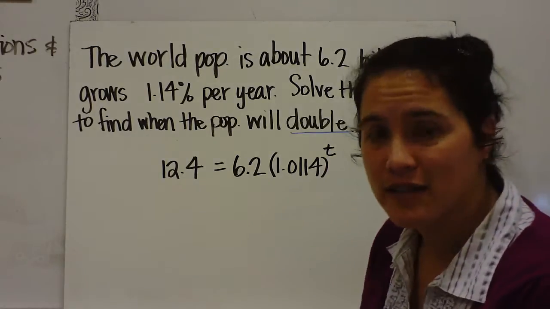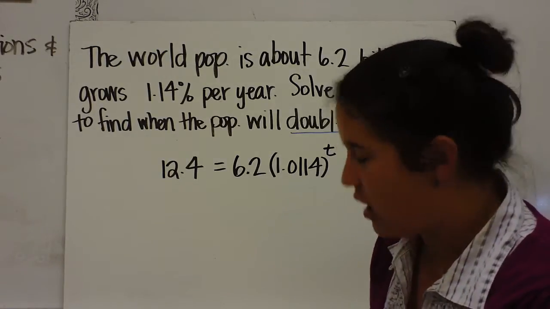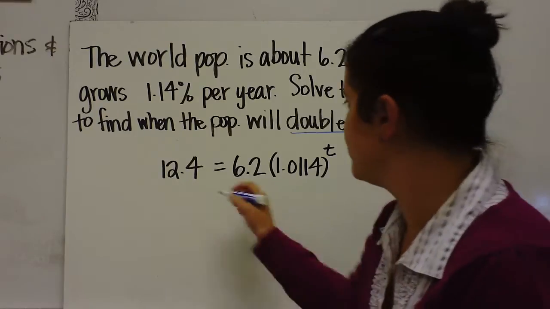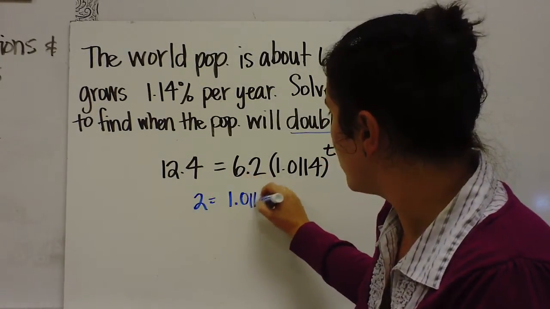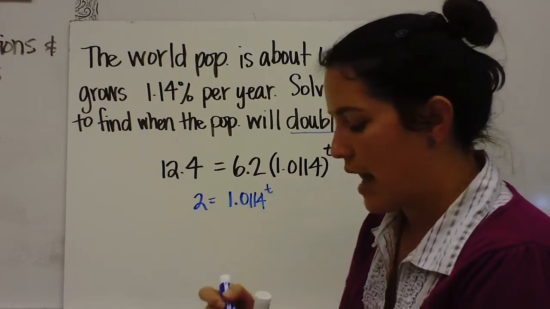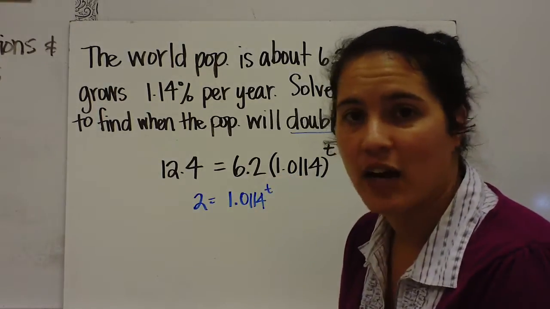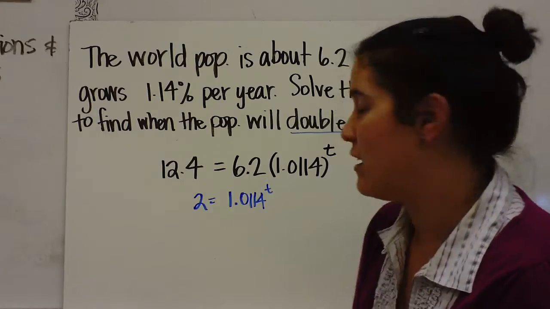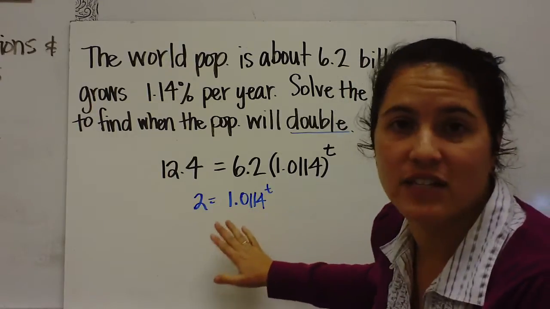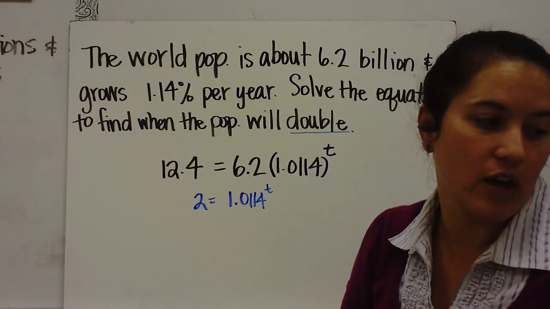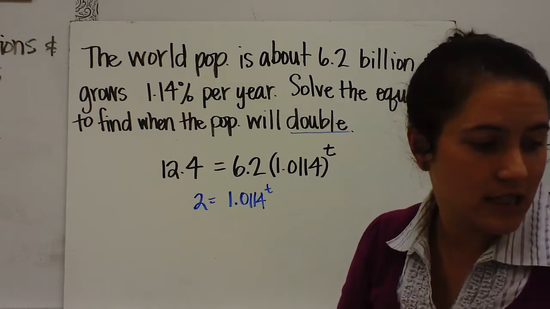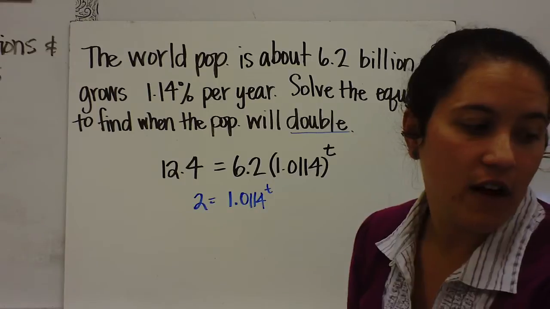Going to divide both sides by 6.2. So that's going to be 2 equals 1.0114 to the T power. I do not have a base of 10. Notice, this is not a base of 10, so I can't just easily take the log of each side. What we can do, though, is rewrite it in log notation.